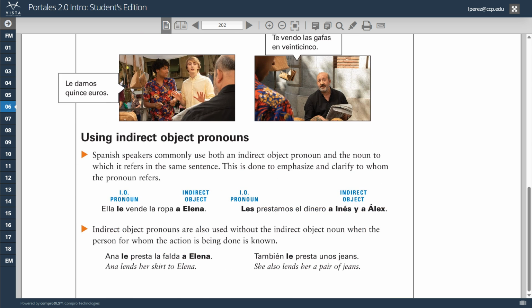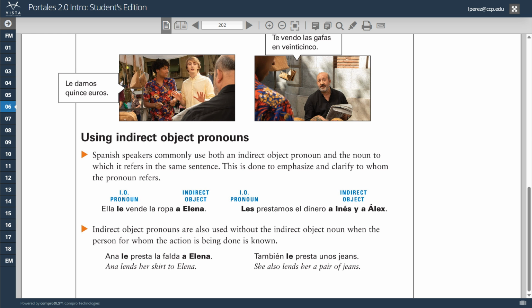I mentioned this, but to give more examples that you can use them together, ella le vende la ropa a Elena. The le is the pronoun, but the clarification is a Elena. The subject, she. Verb, sells. What? Sells what? The clothes. That's my direct object. To who? A Elena. But it's incorrect to just say a Elena. I need the pronoun. You could actually leave off the indirect object, but you have to have the pronoun. You have the option to include the indirect object to emphasize or clarify.